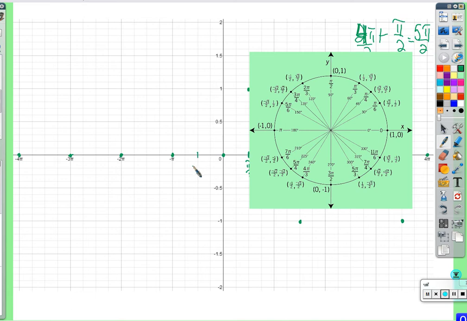All right, so this would be negative pi over 2. What's the sine of negative pi over 2? Negative 1. Okay, we move back here to negative 3 pi over 2. 1, 2, 3 pi over 2. What's the sine of 3 pi over 2?